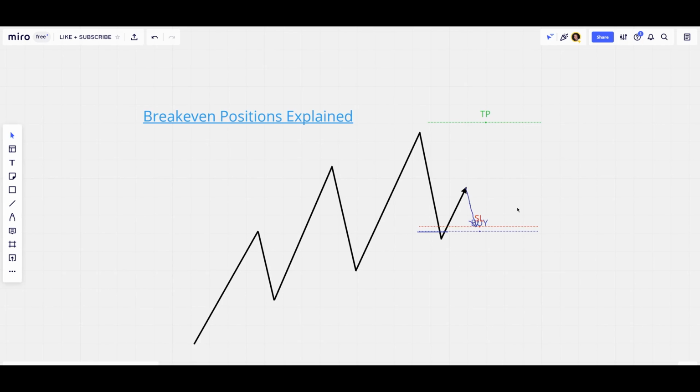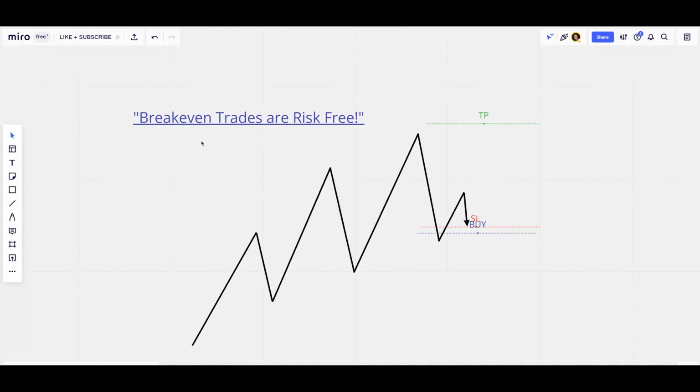So you wouldn't be exiting the trade with a loss, but you also wouldn't be exiting your trade with a win. So it's essentially a neutral position where you get out of the trade and you don't lose any money, but you don't win any money. Now, a common saying that you might hear when it comes to break-even trades is that they are essentially risk-free. And that's because once your trade is in profits, you bumped up your stop loss to where you entered your trade. So if your trade goes against you, you're technically not exiting with a loss.